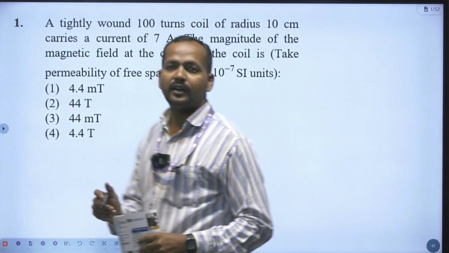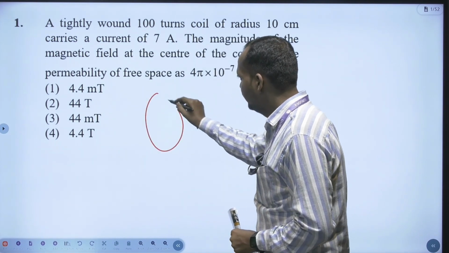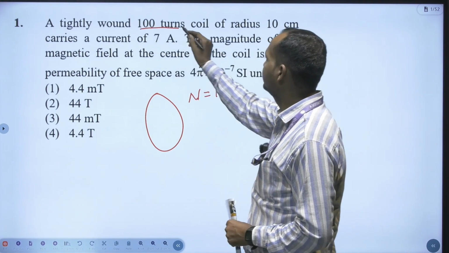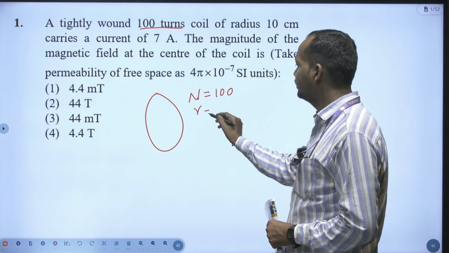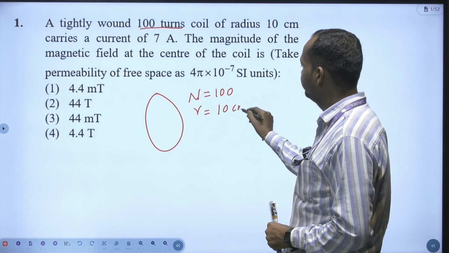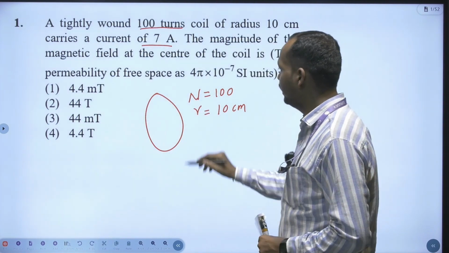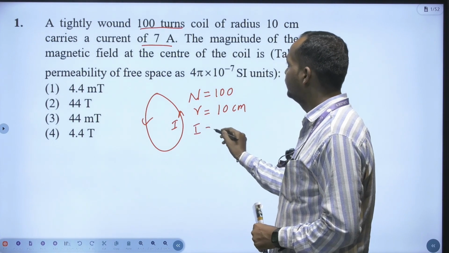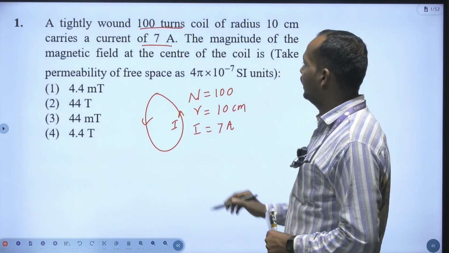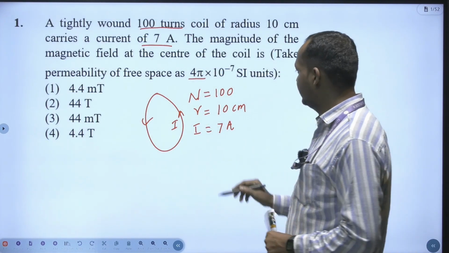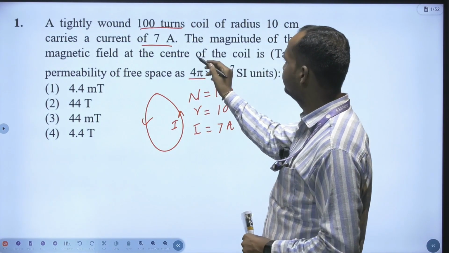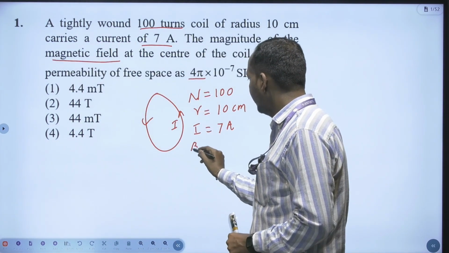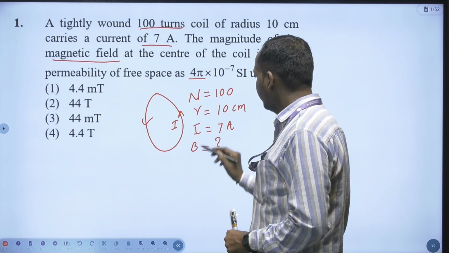So here they have given a coil like this, number of turns are 100, and each turn's radius is 10 centimeter, and the current carried is I, which is 7 ampere, and they have given the permeability which is mu naught. Then what they said is to calculate the magnitude of the magnetic field at the center of the coil.